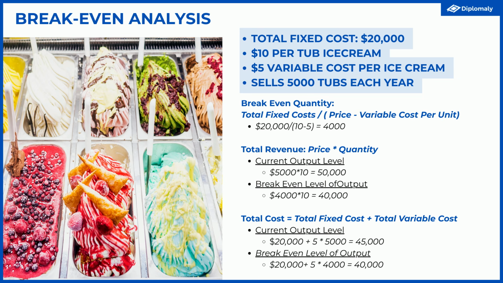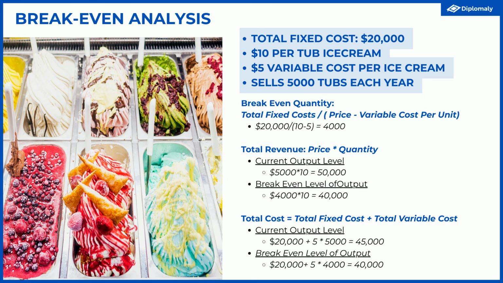With this, we can calculate the total revenue and total costs for the business at both the break-even and current level of output. The total revenue formula is calculated as price times quantity. At the current output level, total revenue is 5,000 times 10, which gives you $50,000. At the break-even level of output, the total revenue is calculated as 4,000 tubs times $10, which gives you $40,000.